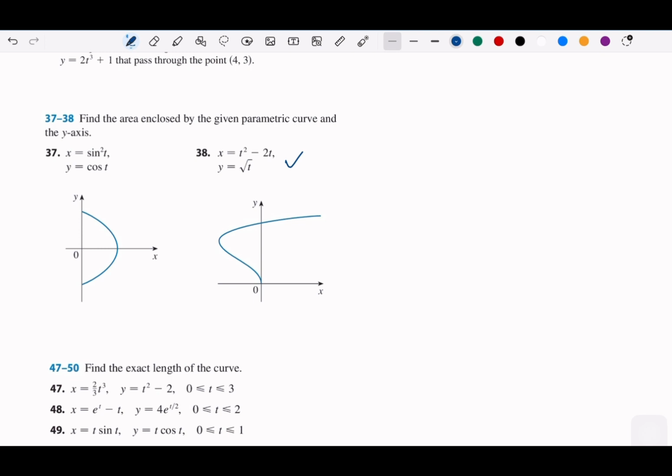The question itself is to find the area enclosed by the parametric curve and the y-axis. So you have the picture. What we should do is define that this is our area, right? So what should we try to do now?